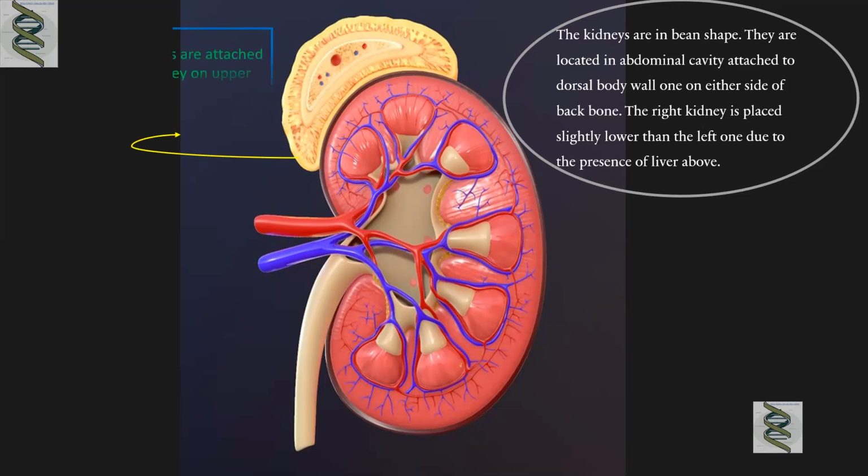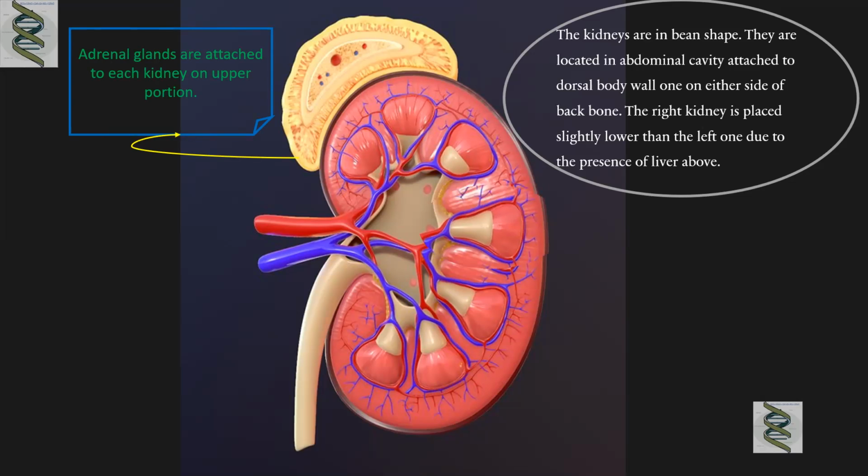Each kidney has a small cap-like structure on its top that is called the adrenal gland. The adrenal glands act as endocrine glands in animals.